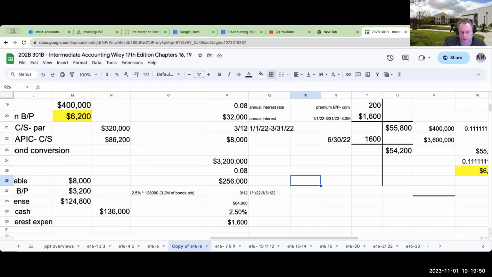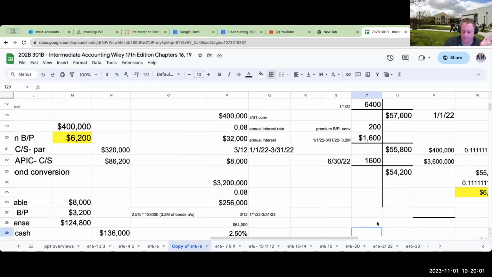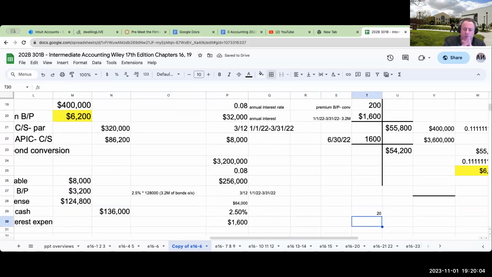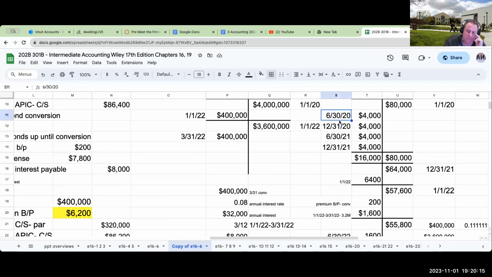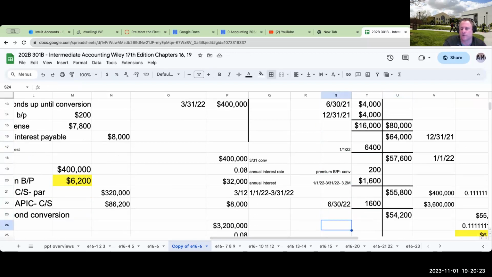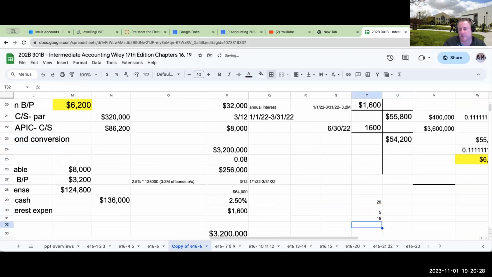To check my work, right? This is going to be the amount of the premium that's going to be amortized over the remaining payments of the bond. This is a 20 payment bond deal, right? Through June 30th, 2022, I have made 5 payments. I made a payment for interest on June 30th, 2020, 12/31/20, 6/30/21, 12/31/21, and then 6/30/22. So I've made 5 payments. It means I have 15 payments left.